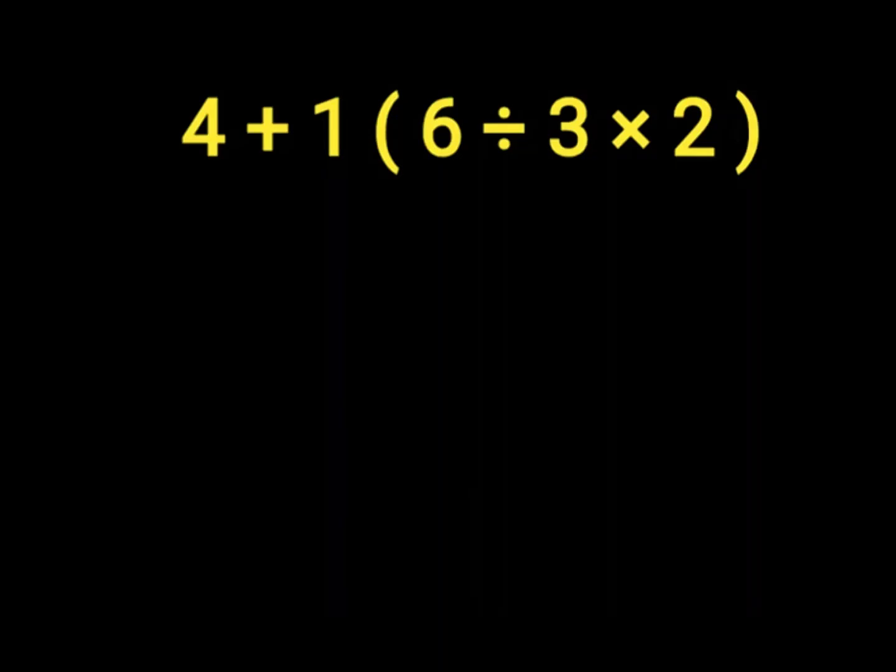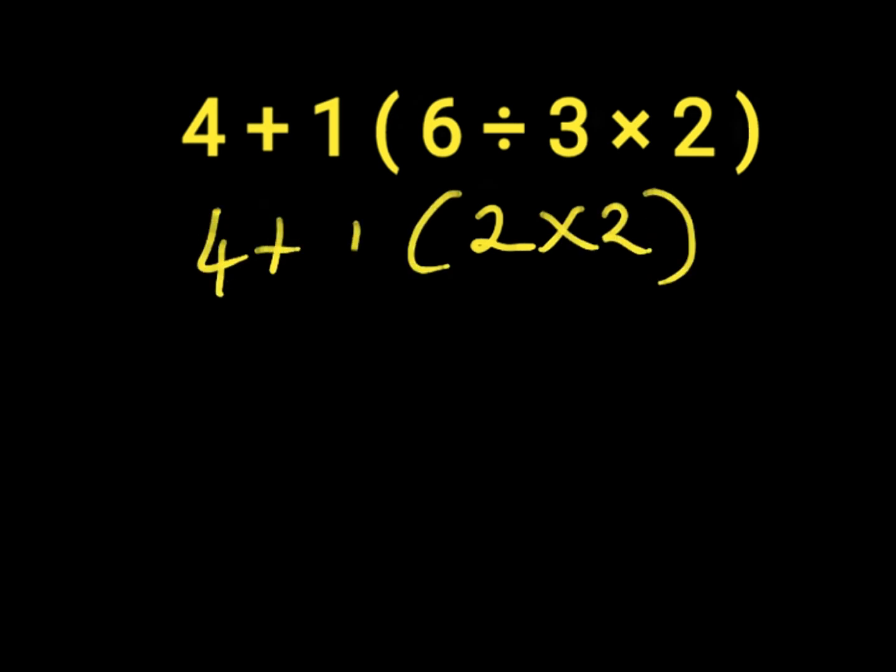Here we have 4 plus 1 parentheses 6 divided by 3 times 2. We first solve our parentheses, which is 6 divided by 3 times 2. 6 divided by 3 will give us 2, then multiply by 2. We bring our 4 plus 1. So 2 times 2 will give us 4.